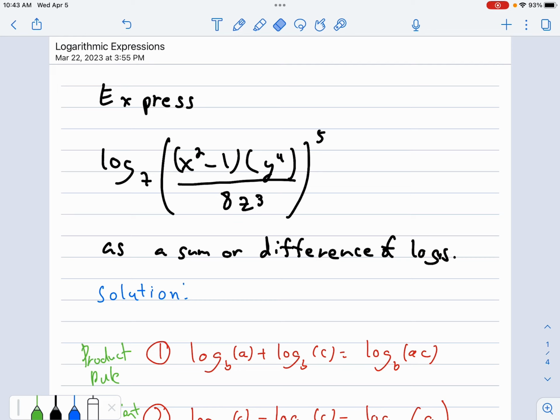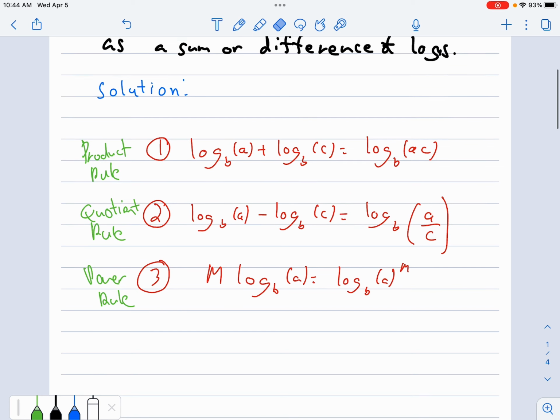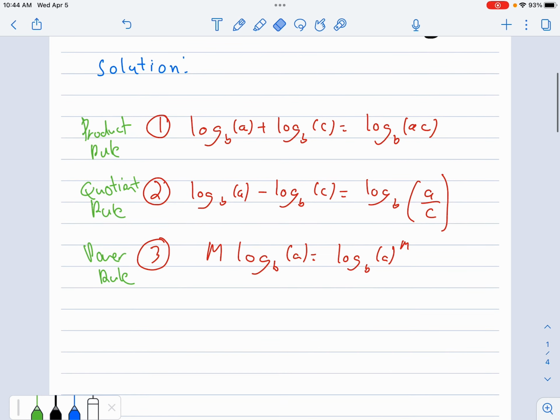Express log base 7 of quantity x squared minus 1, quantity y to the fourth over 8z to the third, all raised to the fifth power, as a sum or difference of logs. All right, so when you encounter these problems, you're going to use the three rules that we have about logs: product rule, quotient rule, and the power rule.